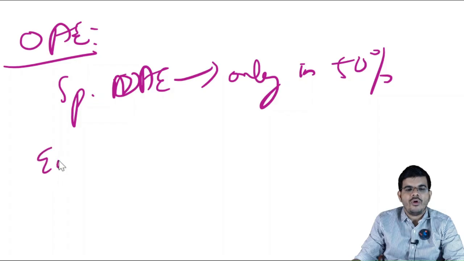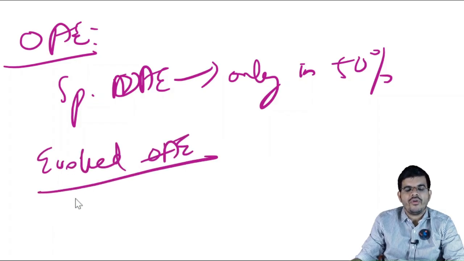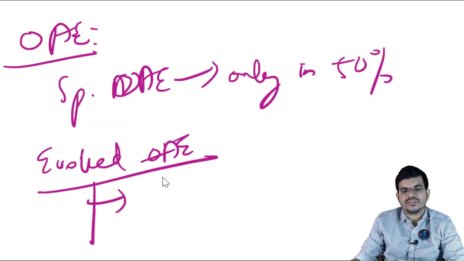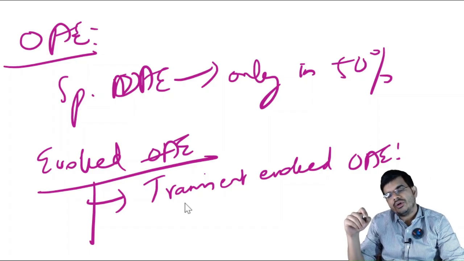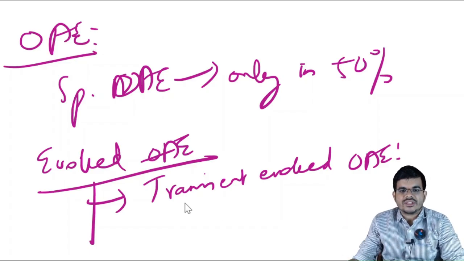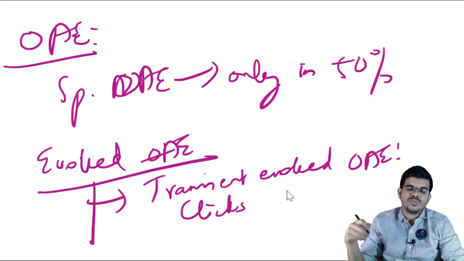So it is the evoked OAE that is used for measurement, and in the evoked OAE there are two types. One is the transient evoked OAE. Here what you are using is you are giving some clicks. Clicks are a mixture of frequencies, and the response evoked is being measured.